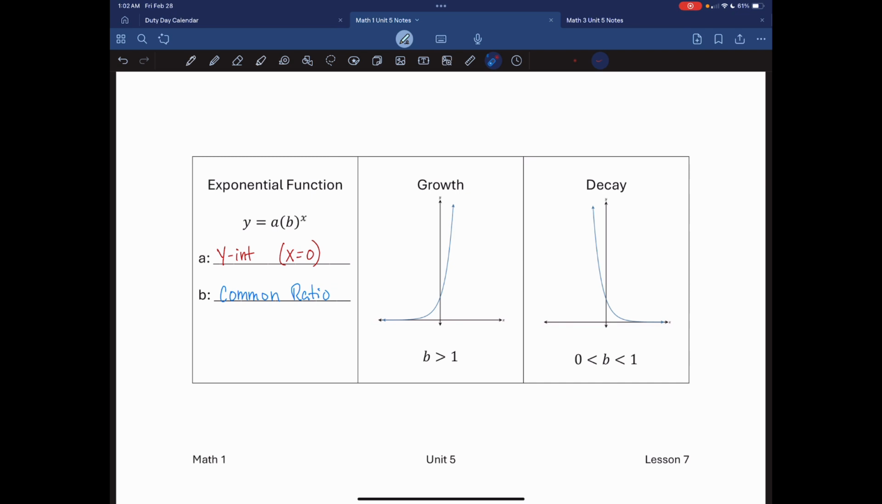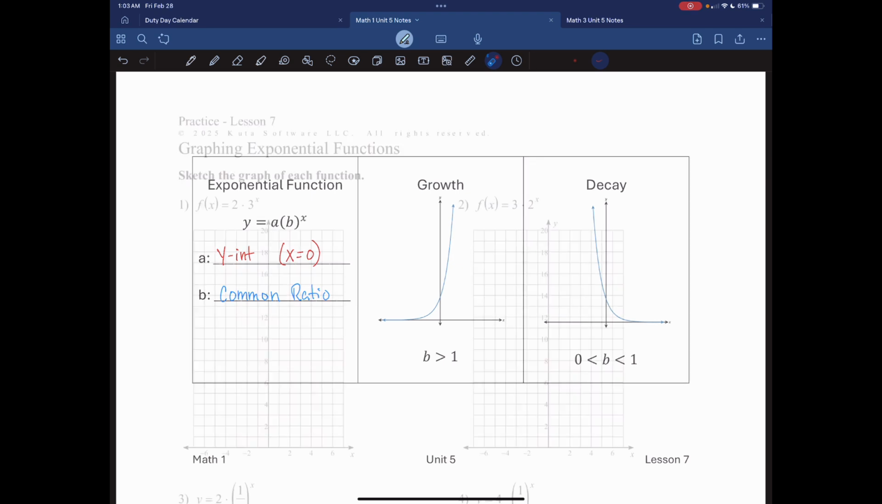So whenever you see your common ratio is bigger than 1, not equal to 1, but bigger than 1, we're going to have a graph that looks something like this. We're increasing. Whenever our common ratio is between 0 and 1, we're going to be decaying. So it can't be 0, it can't be 1, but it can be anywhere in between. It could be 1/2, 1/3, 1/20th. Okay, so that's generally what we're looking for when we're graphing.